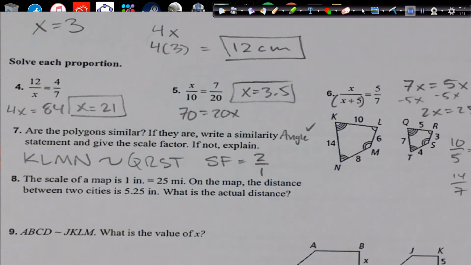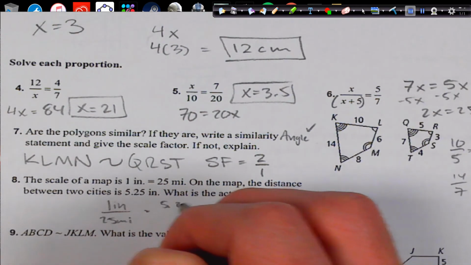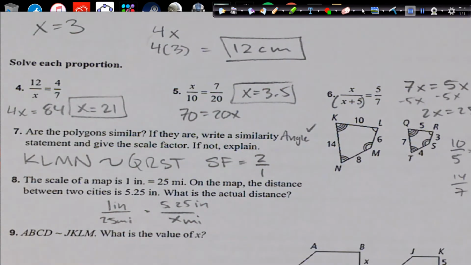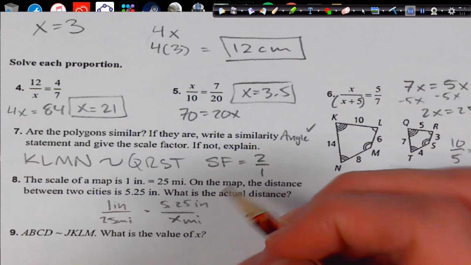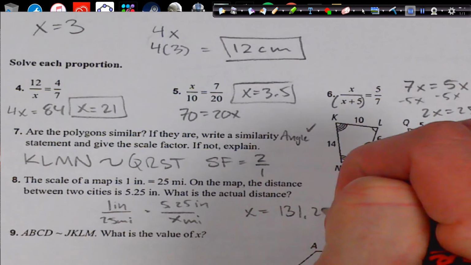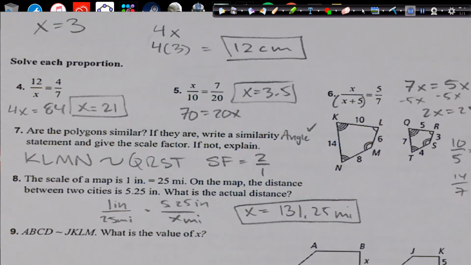Okay. Number 8, on the map, 1 inch is equivalent to 25 miles. On the map, the distance between two cities is 5.25 inches. What is the actual distance? We can set up a proportion here. We say 1 inch to 25 miles equals 5.25 inches to x miles. Basically, you're just multiplying here. So 1x is going to be equal to 25 times 5.25, which is going to give you 131.25 miles. So just a basic cross multiplication problem.